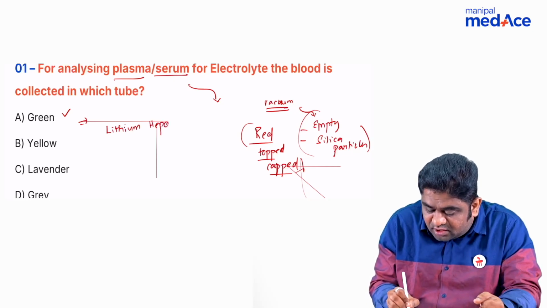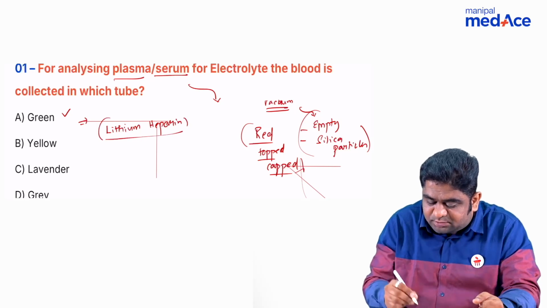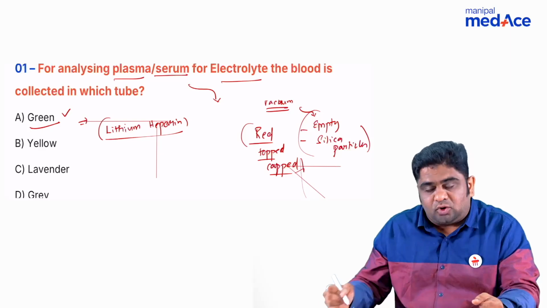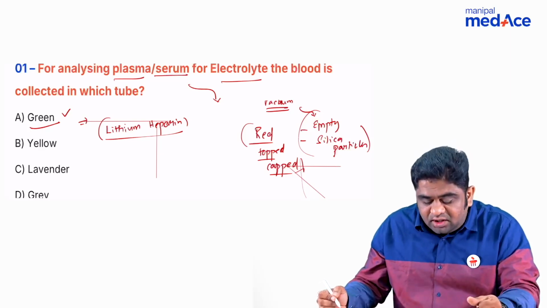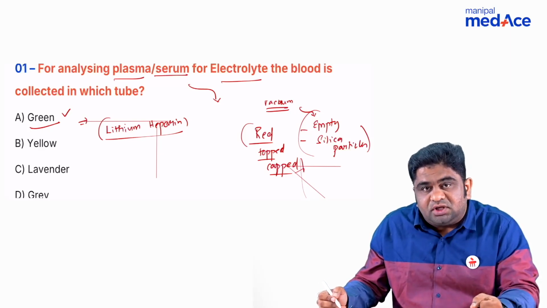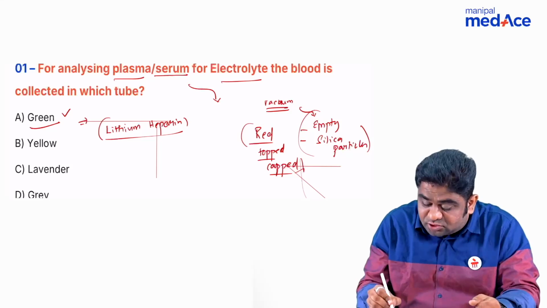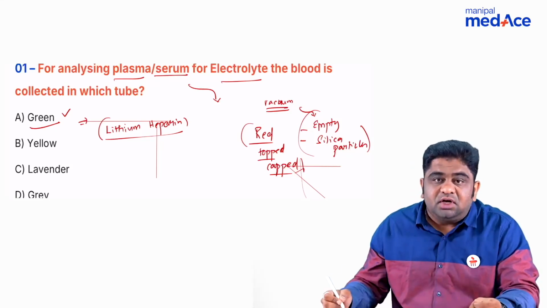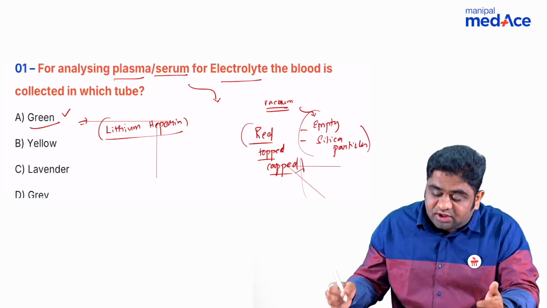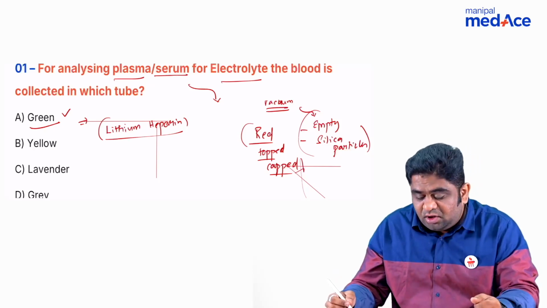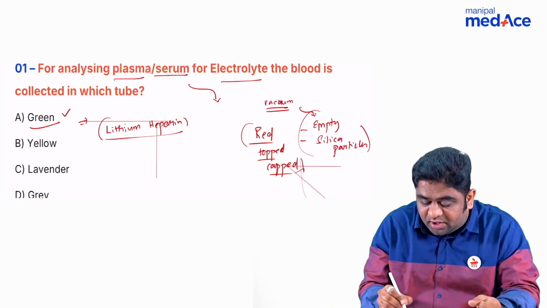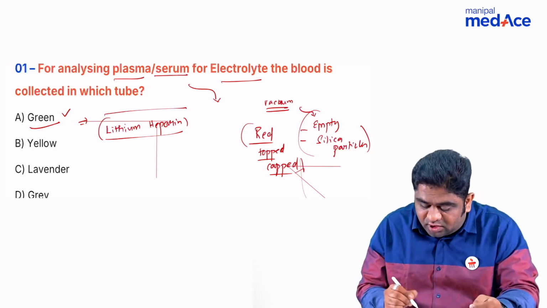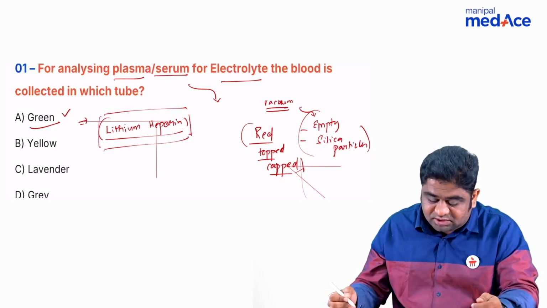The lithium heparin is the anticoagulant so that plasma can be generated, and we can use this for estimating the electrolytes. Now there is a question. The green capped container will not be used in which estimation? The answer would be estimation of lithium, especially in case of psychiatry samples where you're looking for total or therapeutic drug monitoring. In case of lithium, you have to use a sodium heparin or a potassium heparin and not the lithium heparin. So on all other electrolyte estimation, lithium heparin is the best answer.